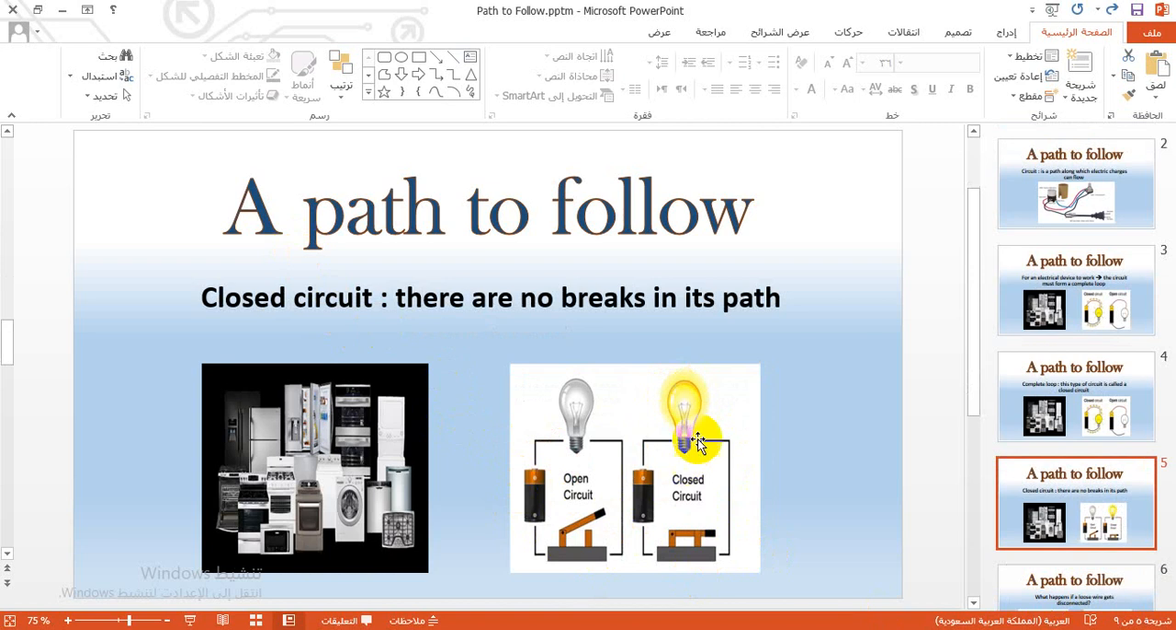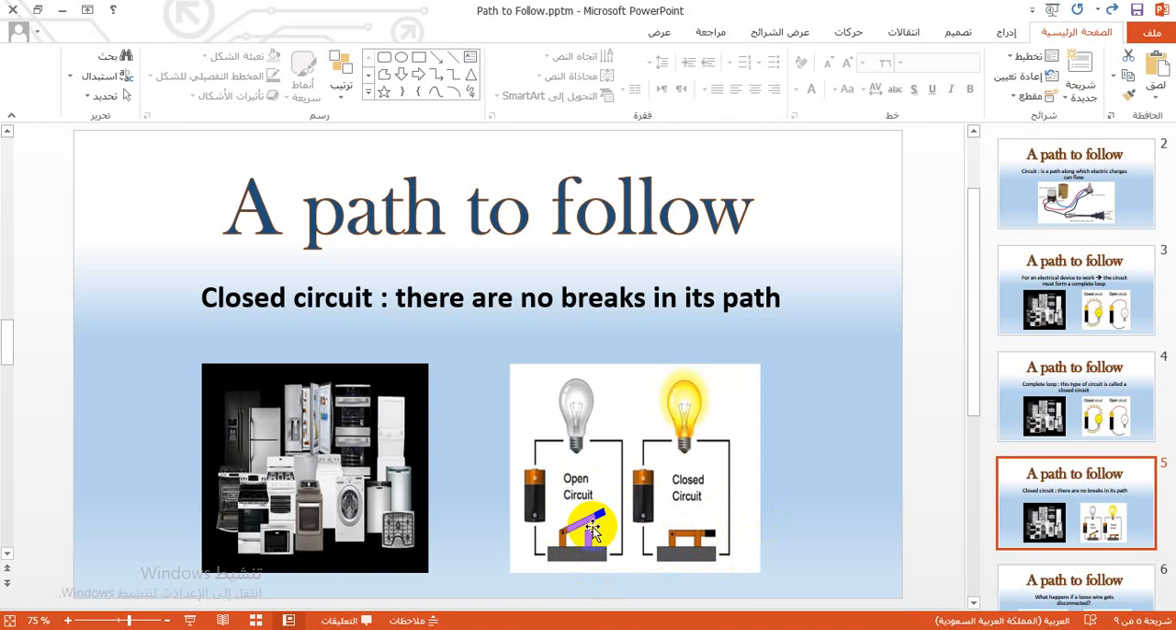Why do we call it a closed circuit? Because there are no breaks in its path. The path here is not broken, it's not disconnected. It's connected. But what about the open one? The open one is broken and disconnected. For that reason, the switch here is used, for example, to open the path or to close it.